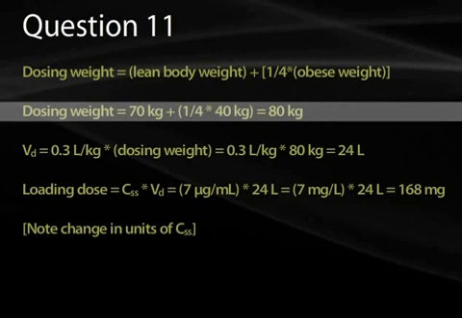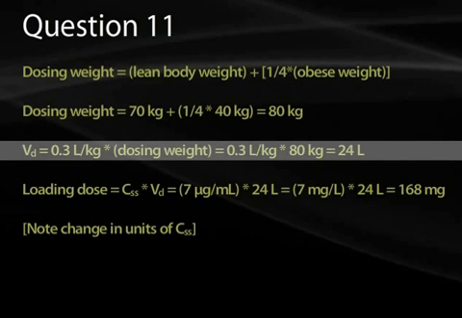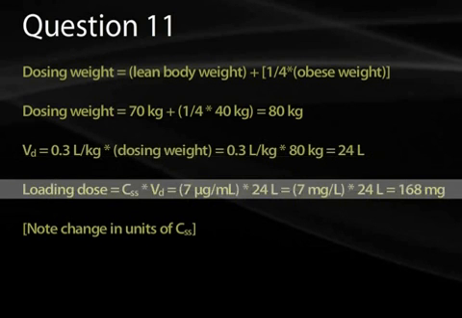This is how we are able to obtain the volume of distribution. 0.3 times 80 equals 24 liters. That's our volume of distribution. The loading dose equals the steady state concentration times the volume of distribution, which is equal to 7 times 24. It's important to remember that the units here are different.